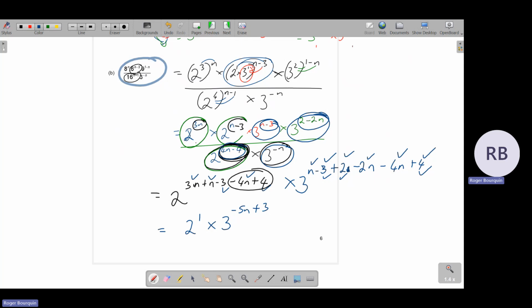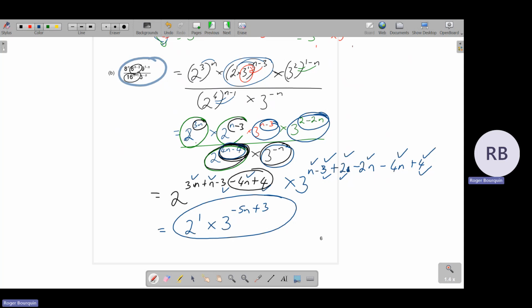So that's it. Actually, there's nothing else you can really do, and you're going to leave that as your final answer. Not a very pretty answer unless I'm double checking. I haven't made mistakes. I hope I haven't made any mistakes. 2 to 3n plus n minus 3. Looks right to me.